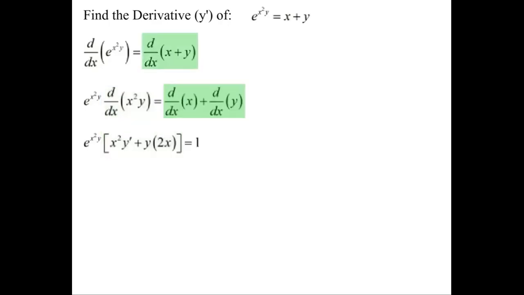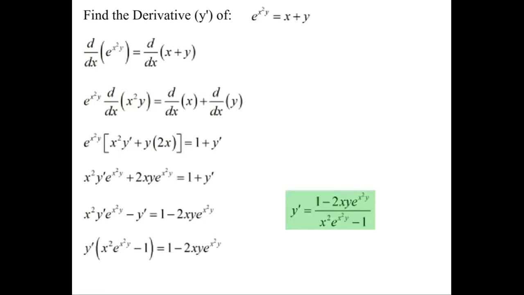Going to the other side of the equal sign, we have that the derivative of x is just 1, and the derivative of y is going to be equal to y prime. So we have the following expression, and once again, we want to get all the terms that have the y prime into one side and everything else to the other side. Doing that, we have the following. Factoring out the y prime, we have the following expression, and finally, the final derivative after solving for y prime is going to be equal to 1 minus 2 times xy e raised to the power of x squared times y over x squared times e raised to the power of x squared times y minus 1.